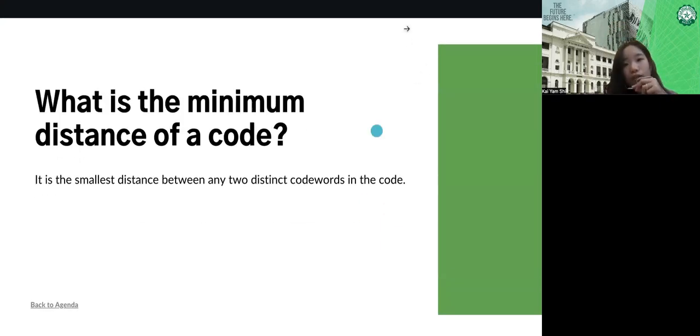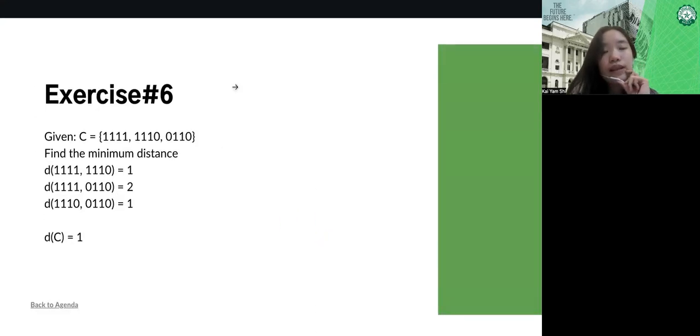So moving on to the minimum distance of a code. It is the smallest distance between any two distinct code words in the code. So let's have another exercise.